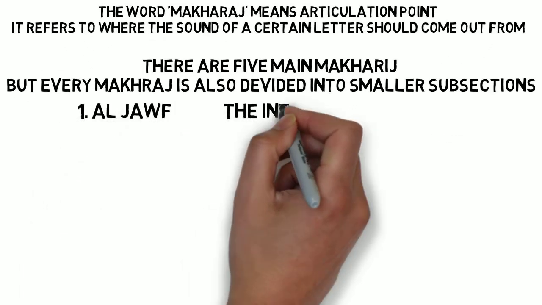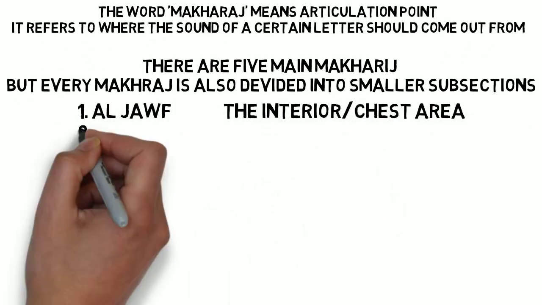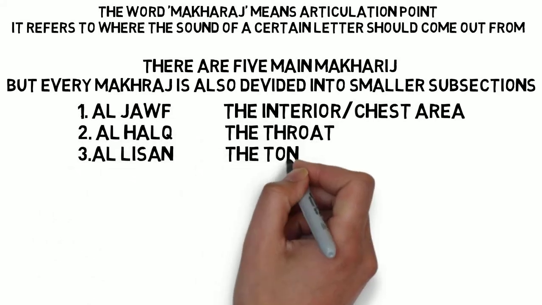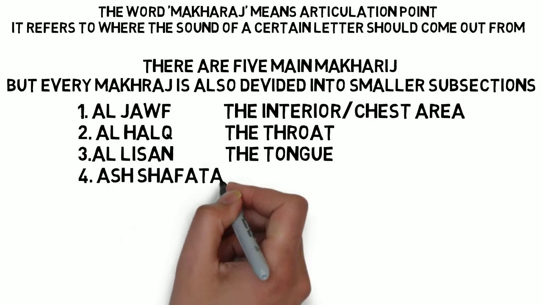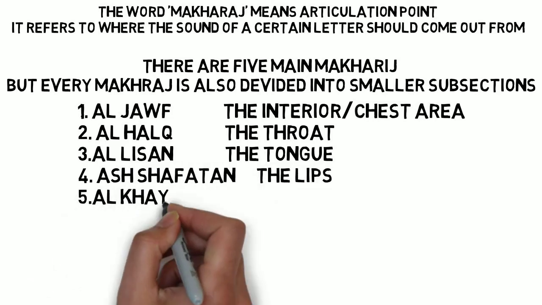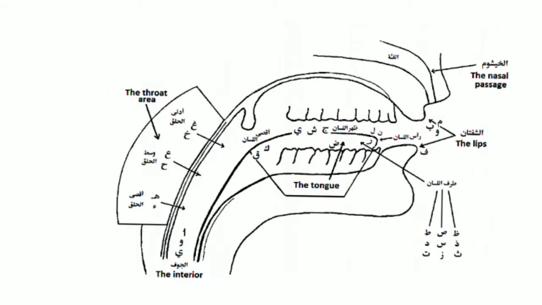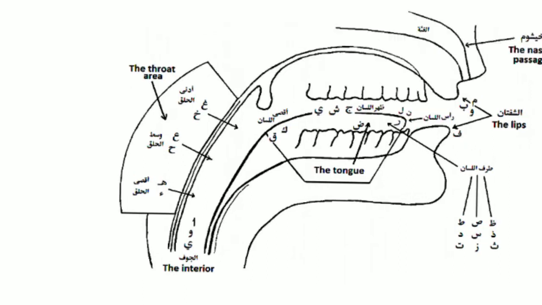So 1 is the main 5, Al-Jawf, which is the interior or the chest area, 2 Al-Halq, which is the throat, 3 Al-Lisan, which is the tongue, 4 Al-Shafatan, which are the lips, 5 Al-Khayshum, which is the nasal passage. So let's look at them. So here you see a diagram showing all the Makharij and all the letters.